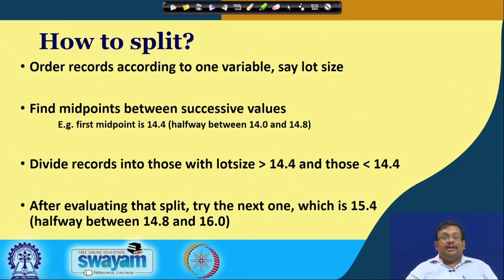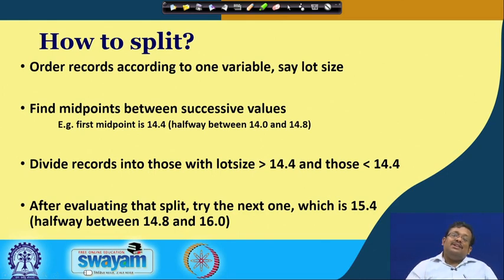So, how to split? Order the records according to one variable, say lot size, and then find the midpoint between successive values. For example, the first midpoint is 14.4, which is halfway between 14 and 14.8. Then divide the records into two: those with lot size greater than 14.4 and those less than 14.4. After evaluating that split, try the next one, which is 15.4, halfway between 14.8 and 16.